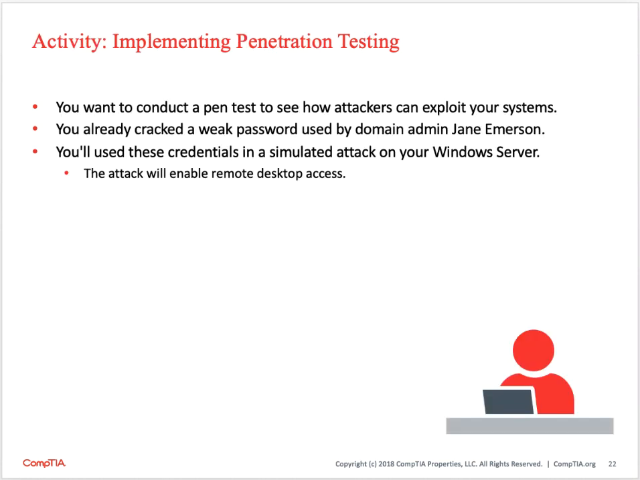And then finally, we have the final activity for this chapter, which is going to be implementing penetration testing. We are going to want to conduct a pen test to see how attackers can exploit our systems. We've already cracked a weak password, in this case, used by the domain name James Emerson. So we're going to want to use these credentials in a simulated attack on our Windows server and use them to enable remote desktop access.